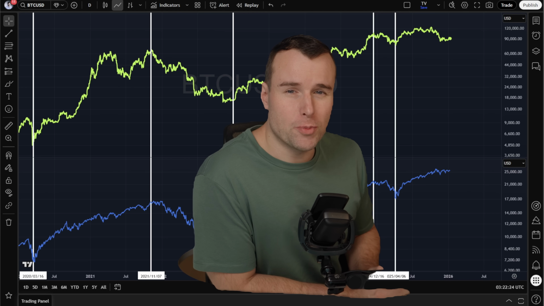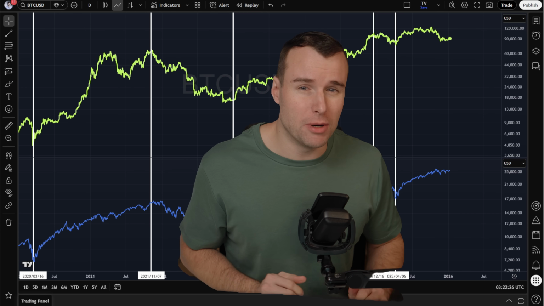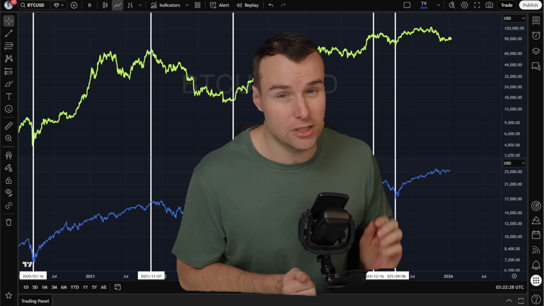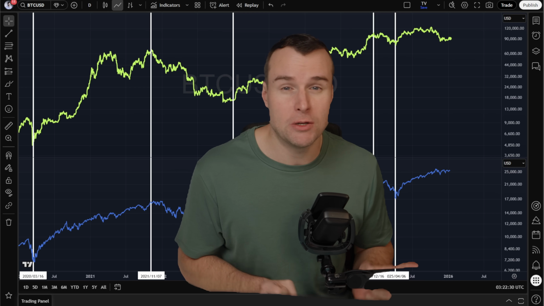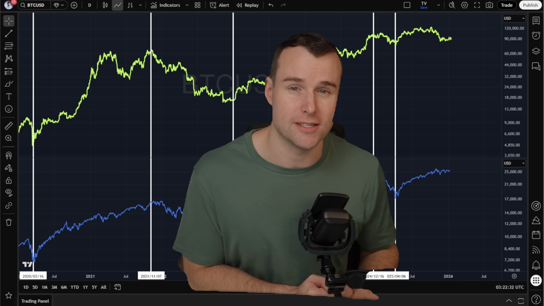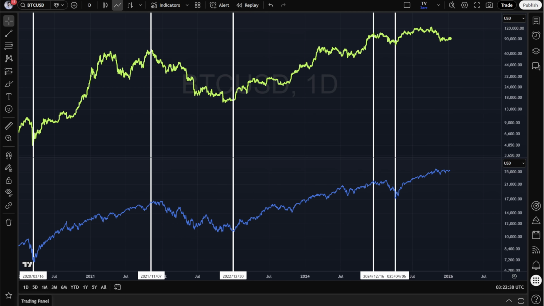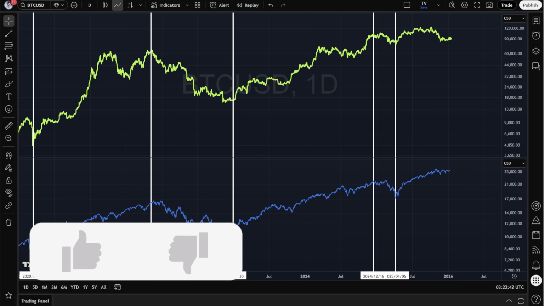Now this here is a crypto channel. Why am I even talking about stock valuations? It's because there is a connection here, especially between tech stocks and crypto prices. The chart at the top shows the Bitcoin price. The chart at the bottom shows the Nasdaq 100. And those vertical lines are simply turnaround points.